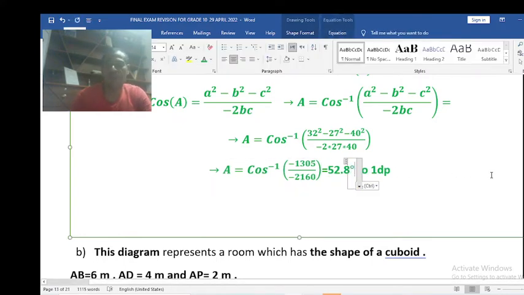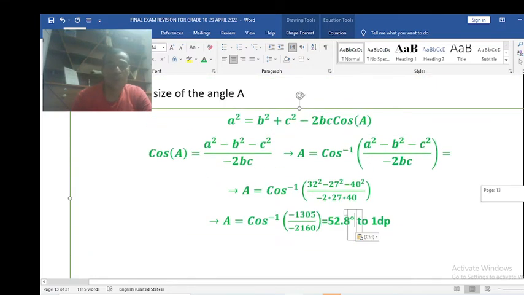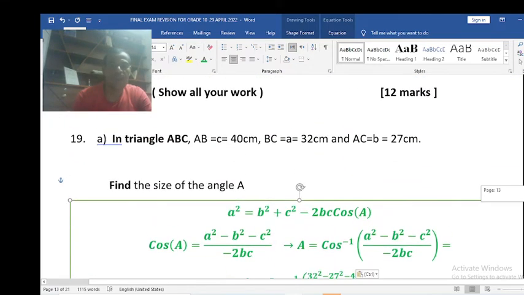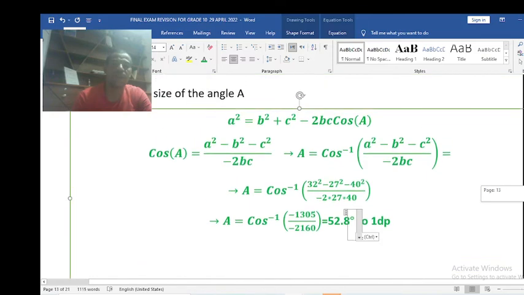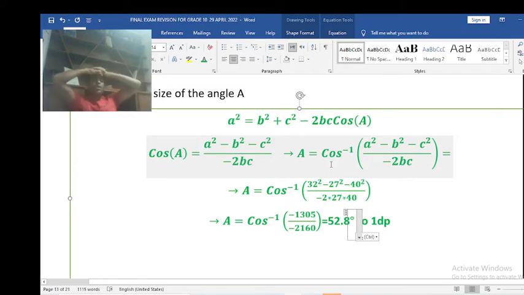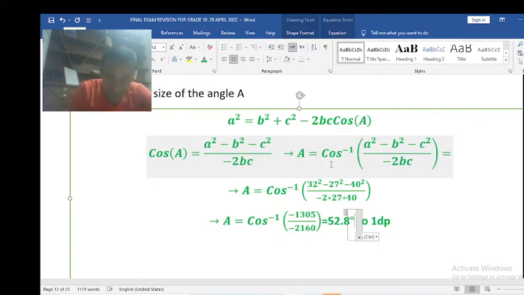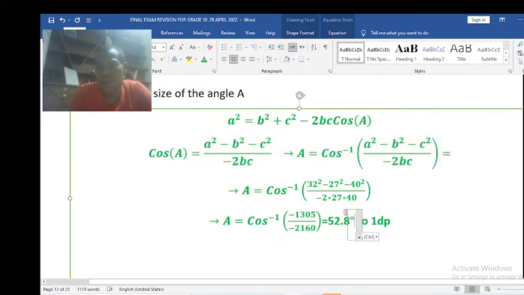Yes, this is the correct answer for this question, learners. So we should explain like that. Figure out the formula of the cosine rule, then make A the subject and use shift cosine of that ratio that you use for finding A. Okay, the next one.